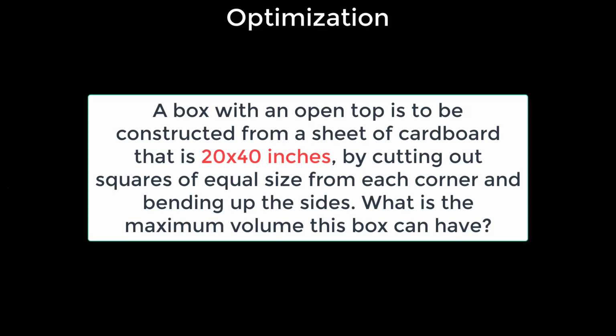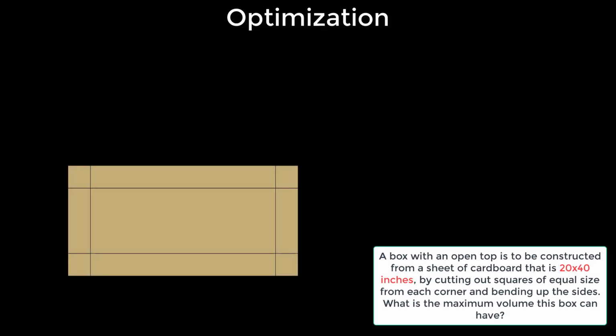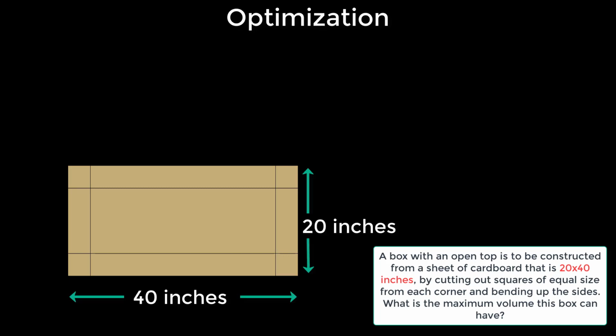What makes this problem unique is that we're cutting out squares from each corner. So that's pretty unique. And I don't think that we've seen problems quite like this that often up to this point. So I want to go ahead and visualize this situation by drawing it out. And here it is. So I represented some cardboard box, and it is 20 by 40 inches. The corners have squares cut out of them.